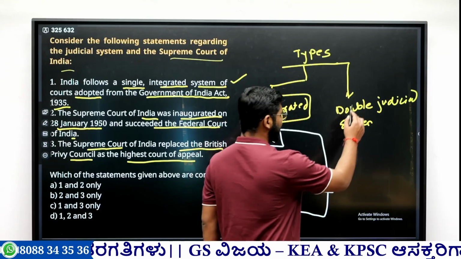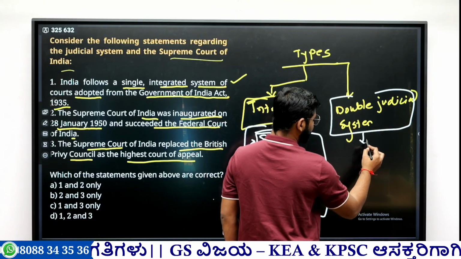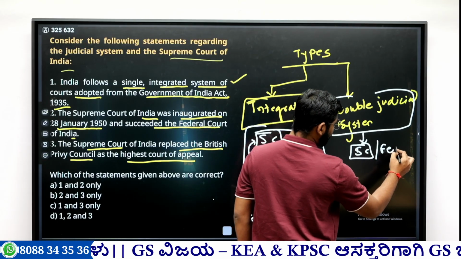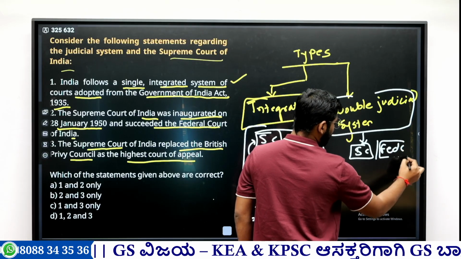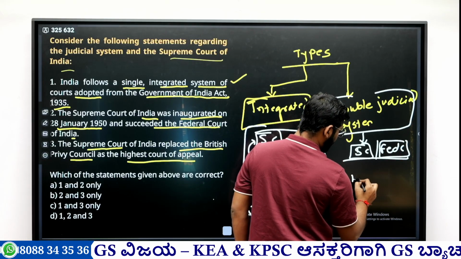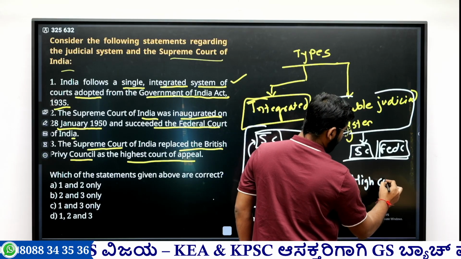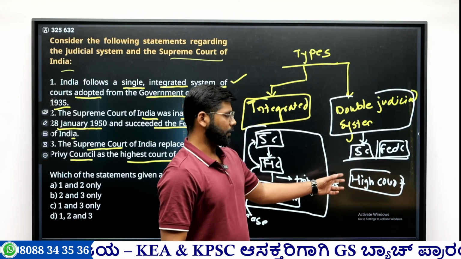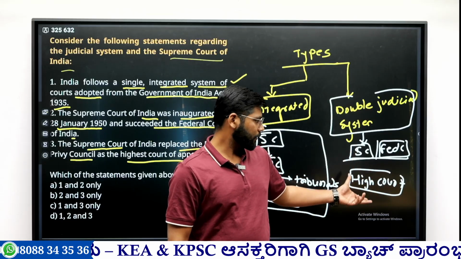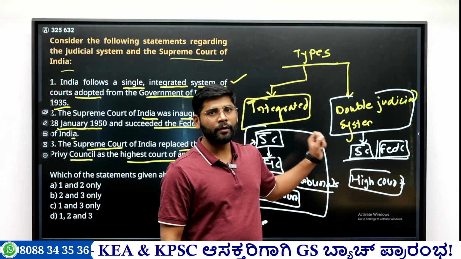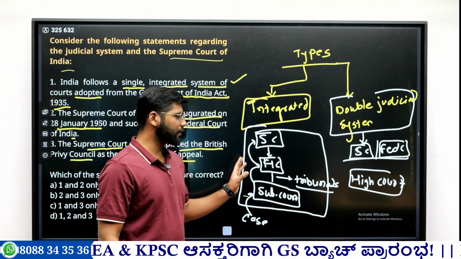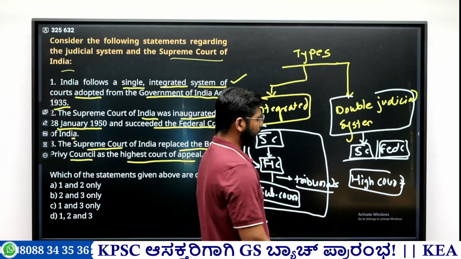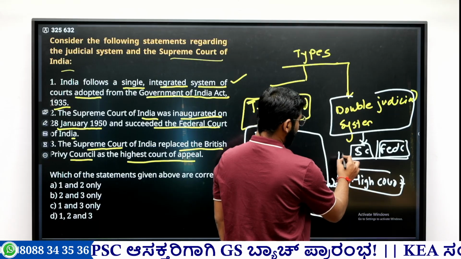And when it comes to the double judicial system, there would be the Supreme Court, which is also called the Federal Court, and below the Federal Court there would be the High Court. In this double judicial system, the High Court is not subordinate to the Supreme Court, but in the integrated judicial system, the High Court is subordinate to the Supreme Court. In the double system, both courts have independent existence.